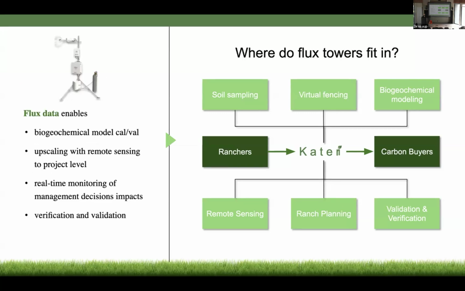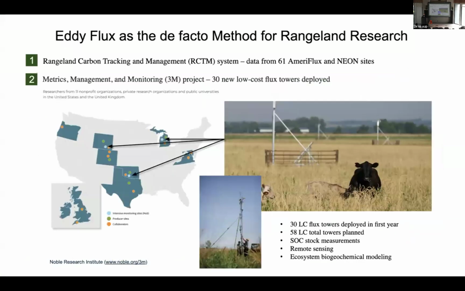One of the questions, of course, is where do flux towers fit into all this? In general, there are many aspects to quantification of carbon in grasslands, in the soil specifically, from biogeochemical modeling to remote sensing, and the outcomes of management decisions that affect soil carbon. There are also data requirements that the registries and regulating bodies need in order to verify or validate that, based on certain metrics, we're meeting their requirements. So eddy flux enables these various aspects of our operations, and that's where we're trying to go with eddy flux.